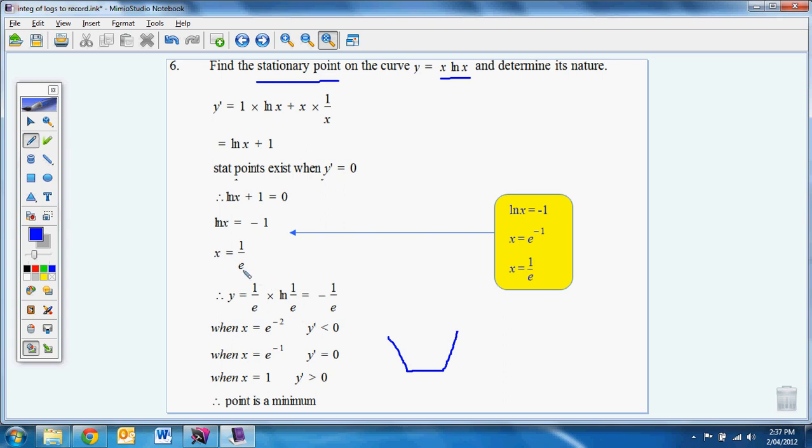So there's our stationary point, 1 on e, minus 1 on e, and it's going to be a minimum turning point because we've used our gradient. You could have used the second derivative, that would work as well, but as long as you can prove there's a minimum one way or the other, you can use whichever you like.